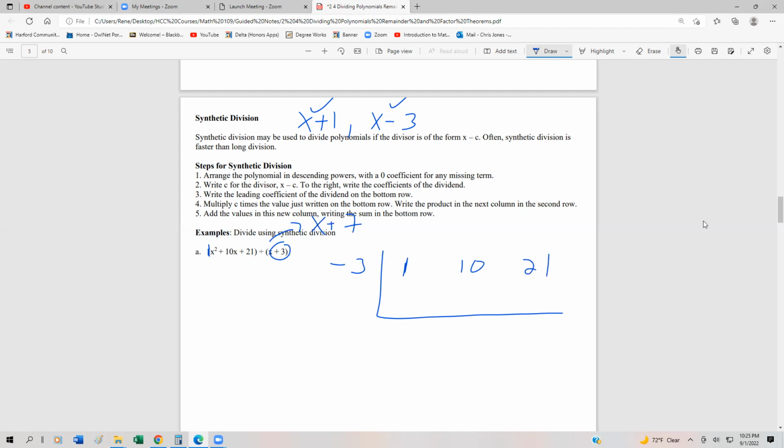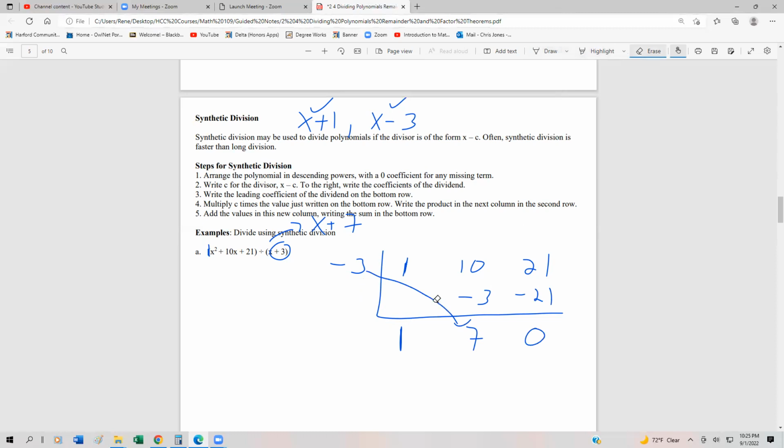Now, I'm going to drop down the 1. And then I'm going to multiply that by negative 3. So negative 3 times 1 is going to give us negative 3. Again, we just multiply and write that here, and that's going to give us 7 when we add those together. Then finally, the last thing we're going to do is multiply again. So we're going to take negative 3 times 7. That's negative 21, and that gives us 0.